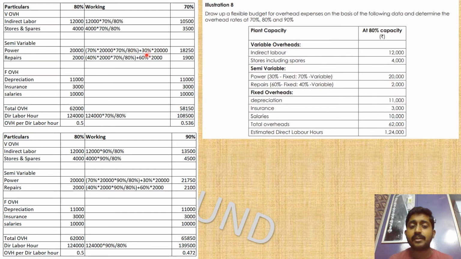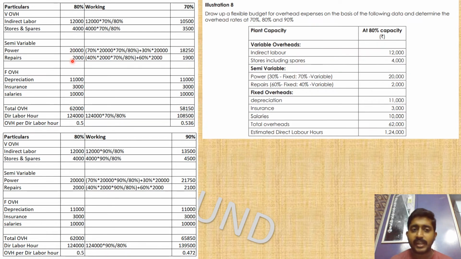Now the remaining 30% is fixed. So 30% of 20,000 is going to remain constant. So I'm just adding 30% of 20,000 as constant, but 70% of 20,000 at 80% capacity has to be converted to 70% capacity. That can be done by dividing by 80% and multiplying by 70%.